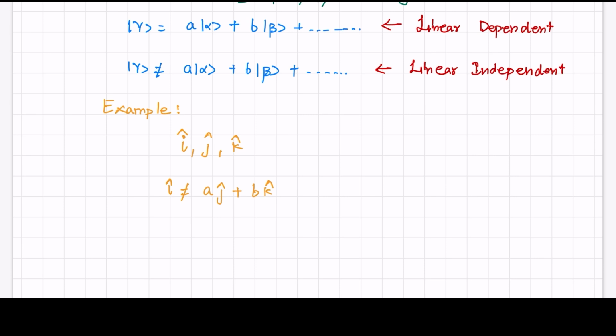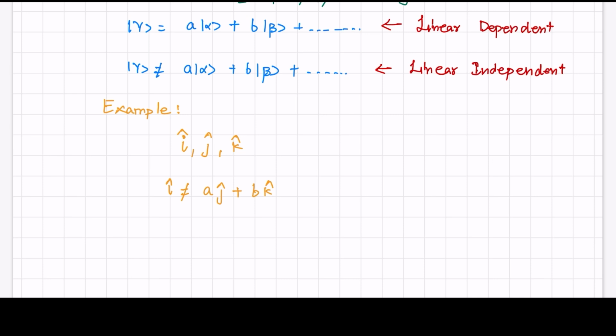If I have these 3 unit vectors i, j, k, which you might have already seen in your calculus classes, one thing to note is that I cannot write my unit vector i in terms of j and k. So this is linearly independent. Even I can't write j in terms of i and k, or k in terms of i and j. So these 3 vectors are linearly independent from each other.